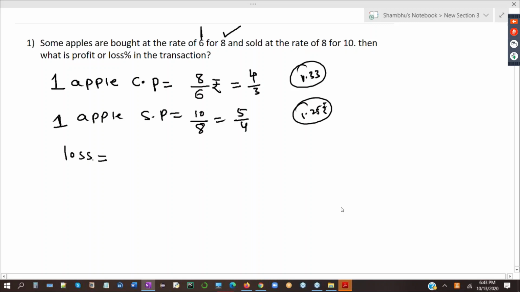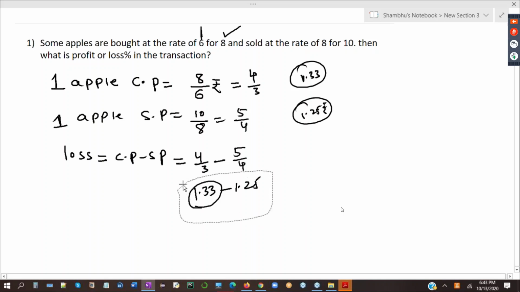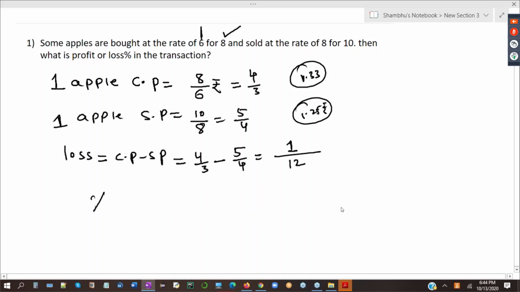Now you have to write loss is equal to CP minus SP. 4 by 3 is CP, SP is 5 by 4. See, I did not take 1.33 and 1.25, I did not take decimal values because 1.33 is not exact. It is 1.3333. So I took 4 by 3, that one is exact. So LCM is 12. 16 minus 15 is 1. Loss is 1 by 12.